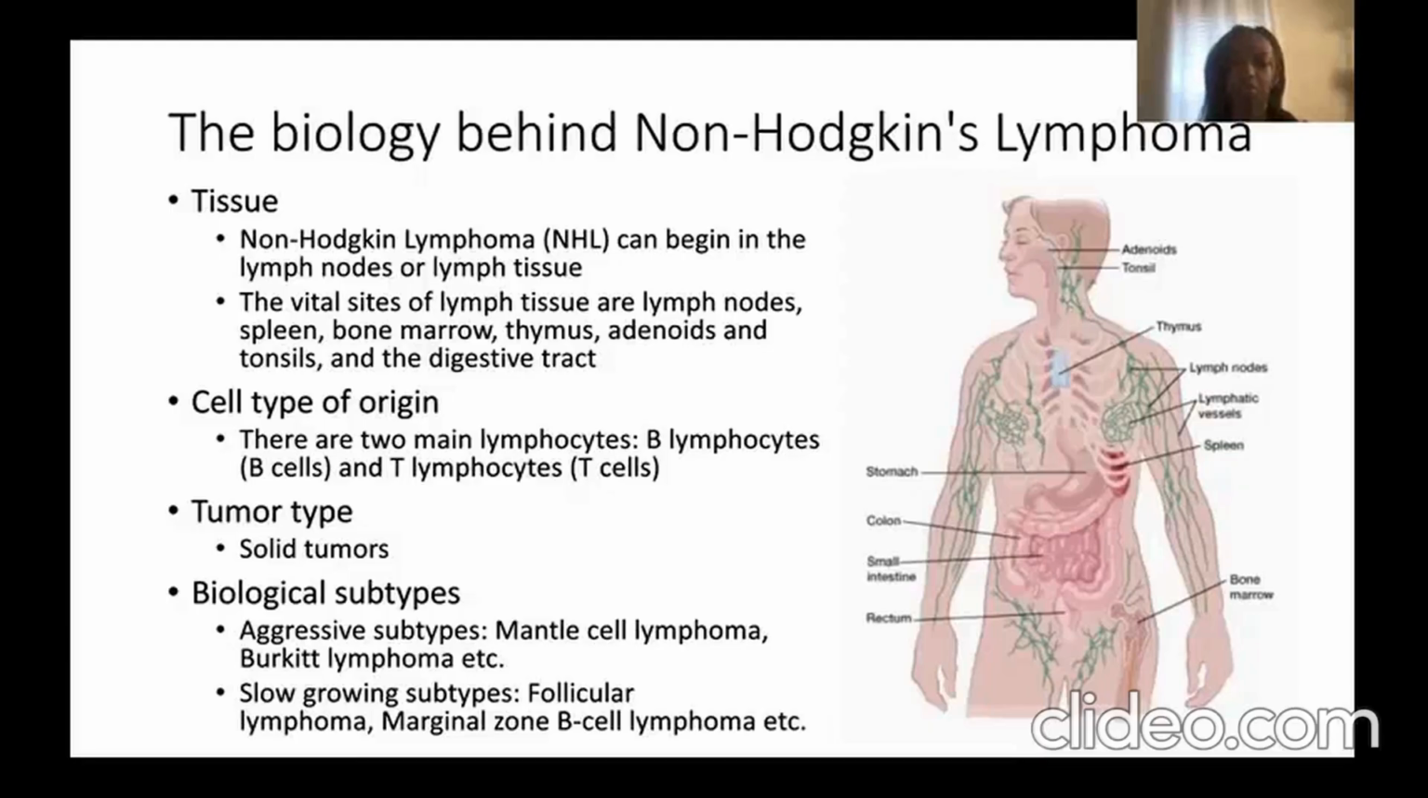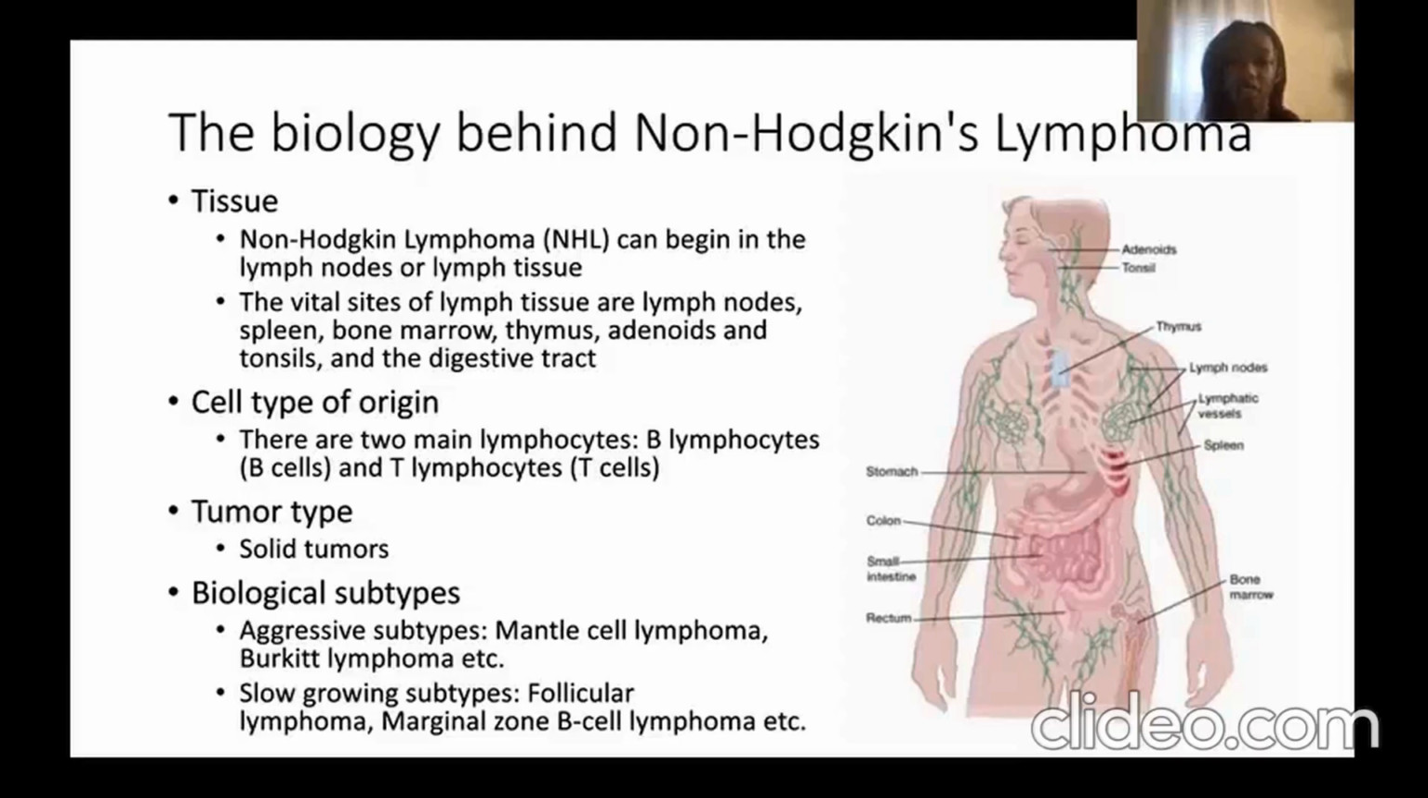There's plenty. Then there's slow growing lymphoma, which are different subtypes than aggressive lymphoma subtypes, as they tend to spread and grow very slowly. They don't need immediate attention, but they have to be observed very closely. Follicular lymphoma is the most common type within the United States. And then there are others such as marginal zone B-cell lymphoma, etc. There's also plenty of those.